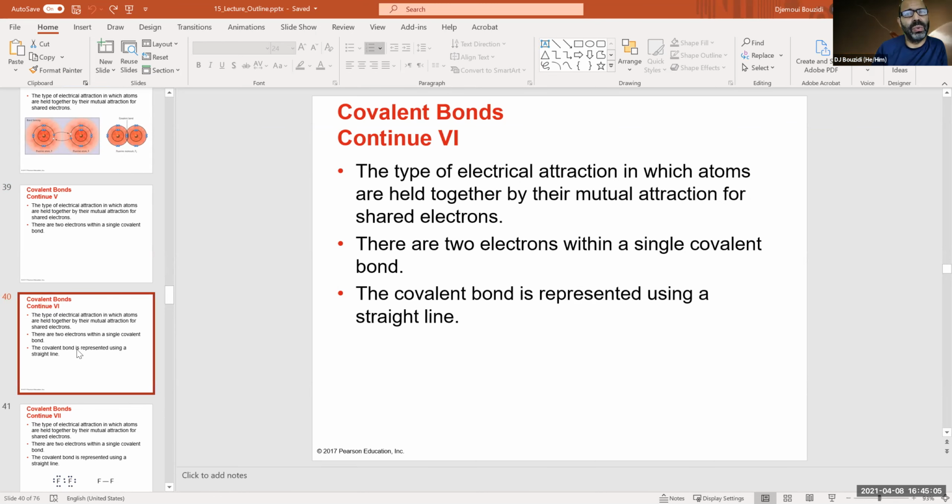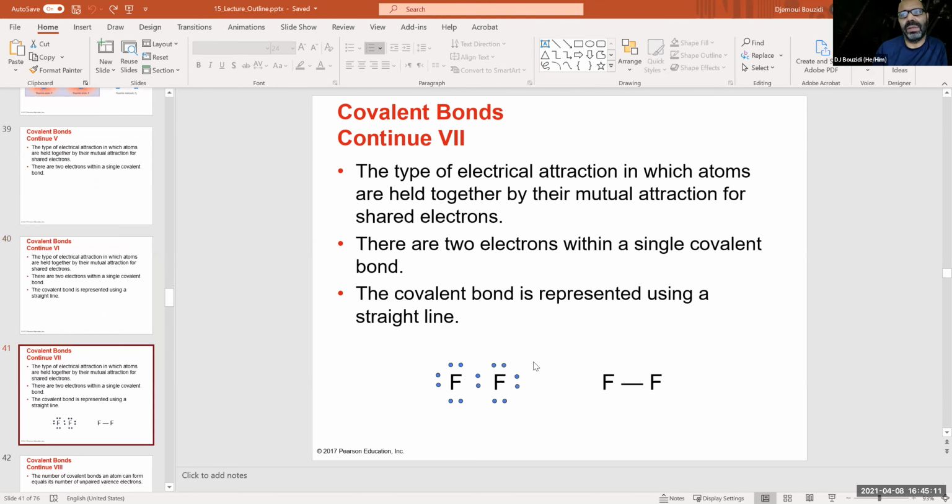This is why, because when we do the representation, we don't represent them as basically electrons, we separately represent them as lines. For example, in the case of the fluorine, this is how this looks like, okay? This is a covalent bond between the 2. It's not like you have 2 ions separated from one another, okay? They're held together by the shared electrons.